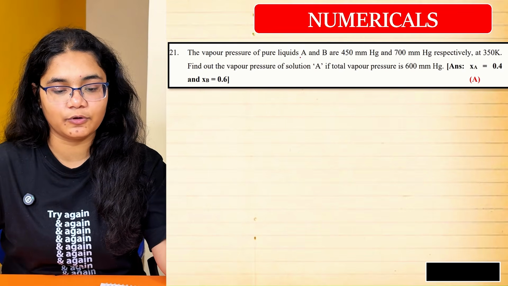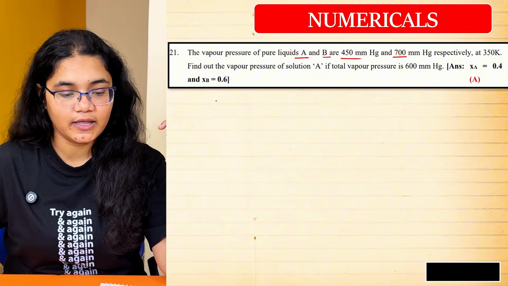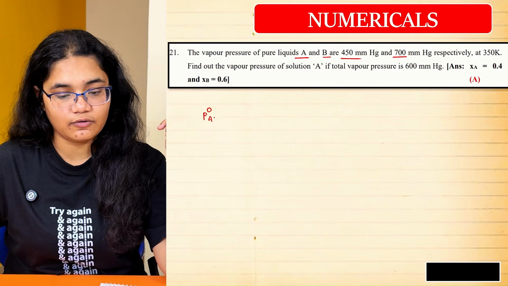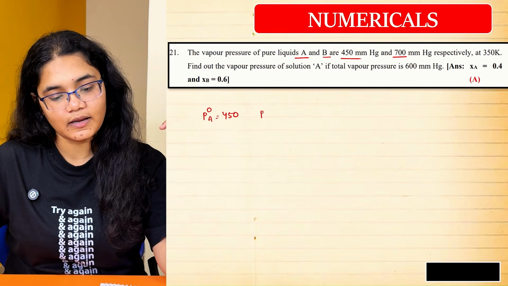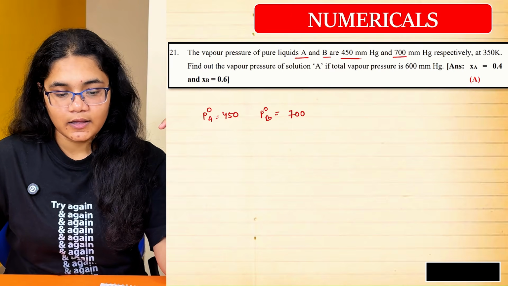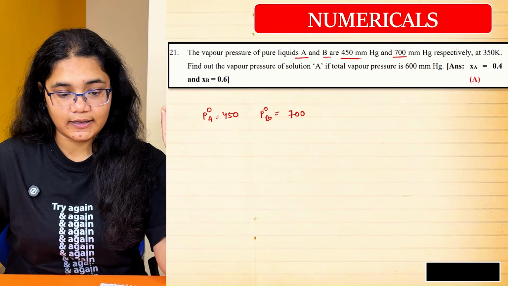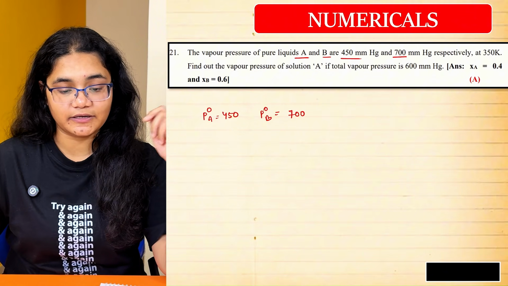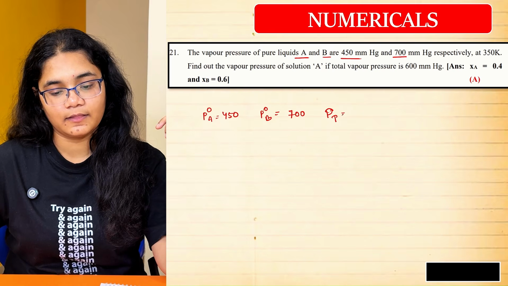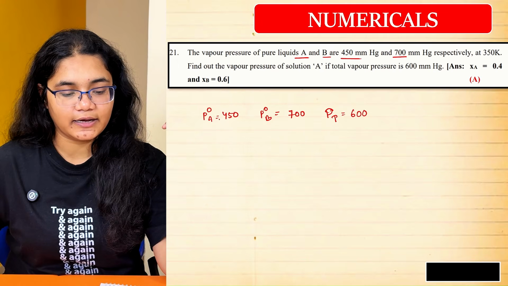The vapor pressure of pure liquid A and B are 450 and 700 mm of Hg. You have the vapor pressure of pure liquid, right? So this is P naught A is 450 and P naught B is 700. Next is find out the vapor pressure of solution A if the total vapor pressure is 600. Total vapor pressure is 600. So how can I calculate this?